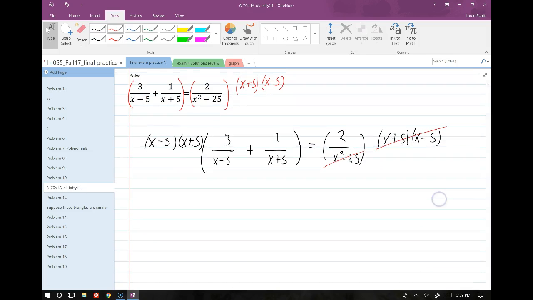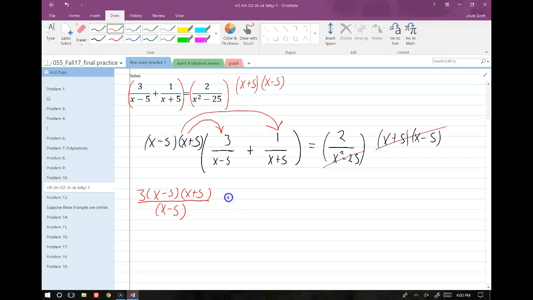Now I'm going to go ahead and handle the left side. I'm going to distribute this into the first term, so I have 3 times x minus 5, x plus 5, and that's still over x minus 5. Then I'm going to distribute this into the second term, so I have plus x minus 5 over x plus 5, all over x plus 5. And this equals plain old 2 because I canceled everything on that side.